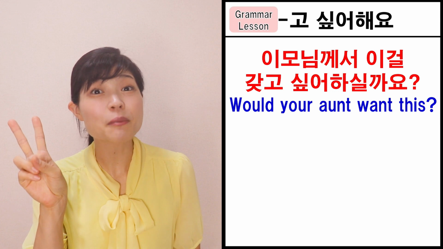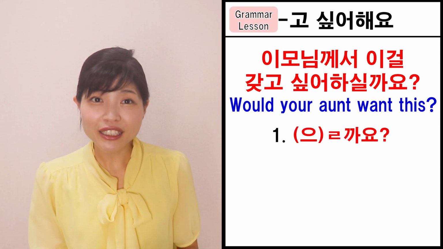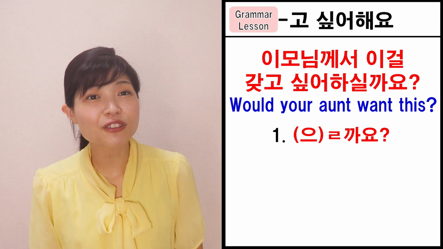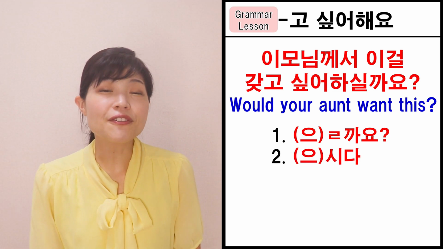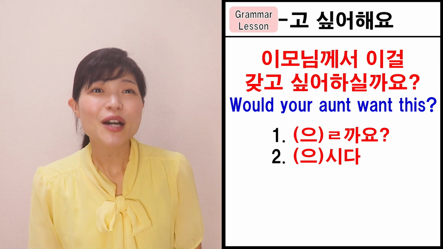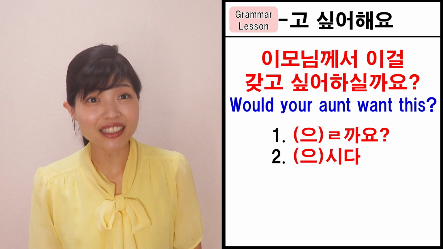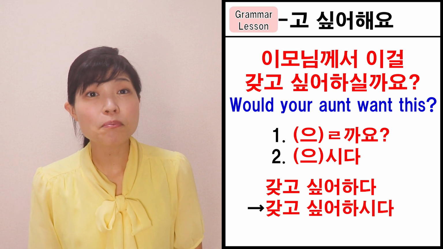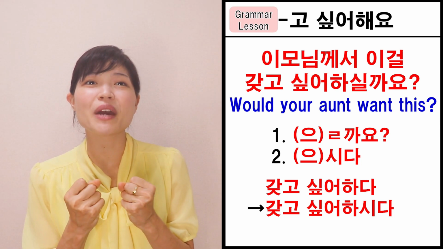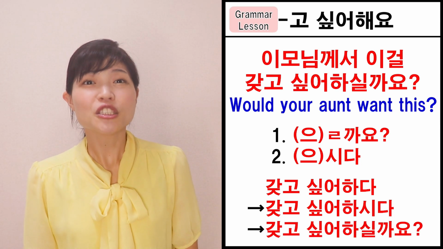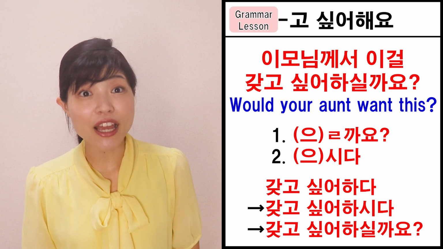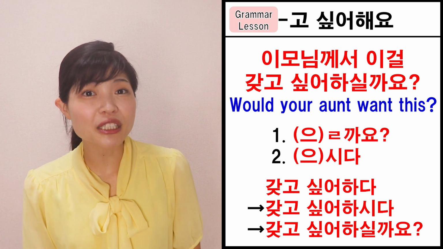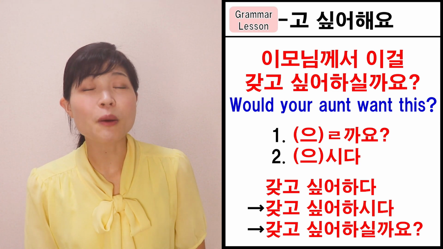And there are two more grammar points here. Could you find them? The first one is ㄹ까요, which we learned in the 21st lesson. The second is the honorific expression 으시다, which we learned in lesson 24. The honorific for 갖고 싶다 is 갖고 싶어 하시다, and you combine it with ㄹ까요 to make 갖고 싶어 하실까요? Will she want? Likewise, you will combine many grammars that you previously learned from now on.